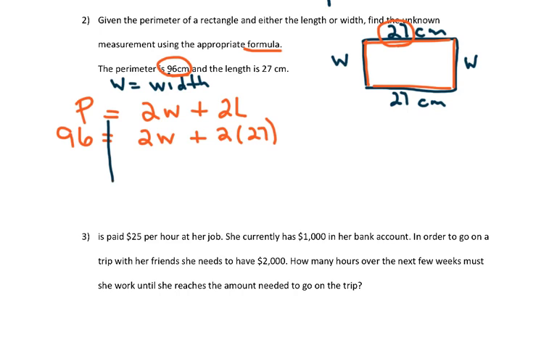Alright, so let's draw our line, and let's go ahead and simplify 2 times 27. So we have 96 equals 2W plus 54. 54 is the 2 times 27. So I don't have to use the distributive property, I don't have to combine like terms, and I don't have to get the variable on one side because it's already on one side. So now we need to get rid of the addition and subtraction. So I need to subtract 54 from both sides.